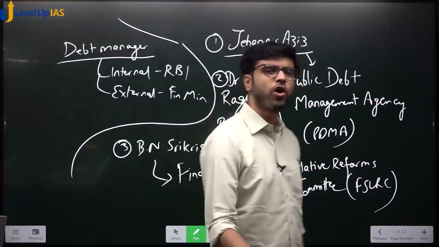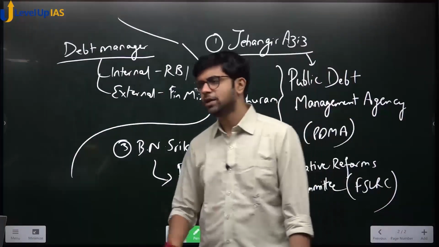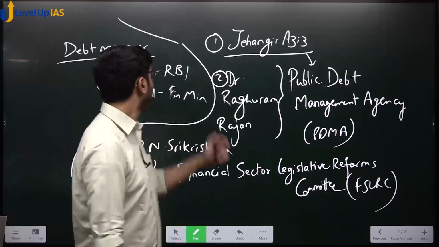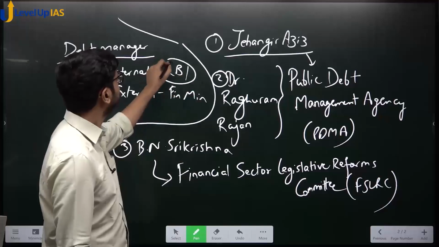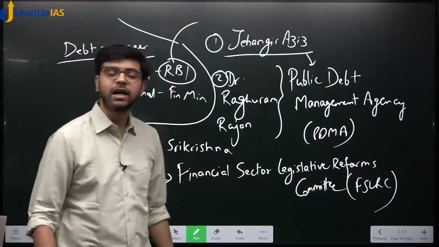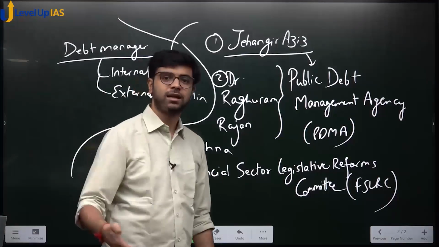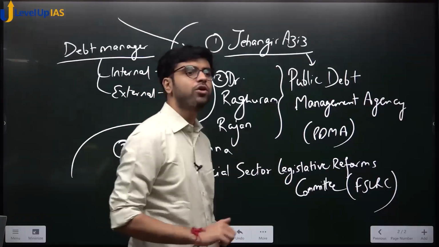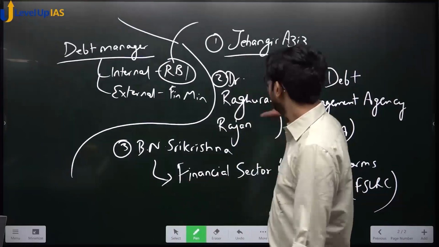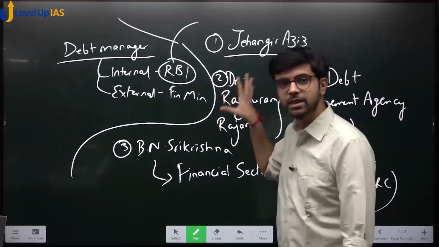Okay? So a lot of talks are going on. Abhi tak kuch nahi hua. There is nothing which has happened. The only thing which has happened is within RBI they have created a separate public debt agency. Within RBI they have created a separate public debt cell. A small department they have made which will control public debt within RBI. Okay? So PDMA is not in existence, it has been recommended.